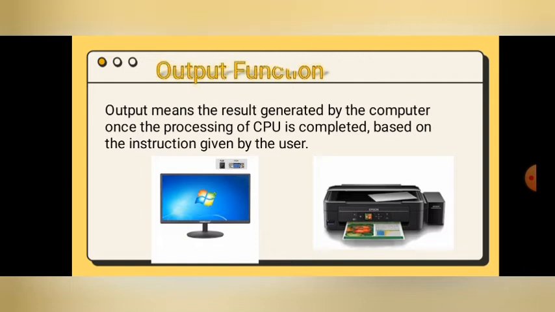The 4th and last function of the computer is output function. Output means the result generated by the computer once the processing of CPU is completed, based on the instruction given by the user. The output is in the form of documents, videos, audio, graphs, and images that you see from the output devices such as computer monitor, printer, and speakers. Now, all the results are displayed on your computer screen.